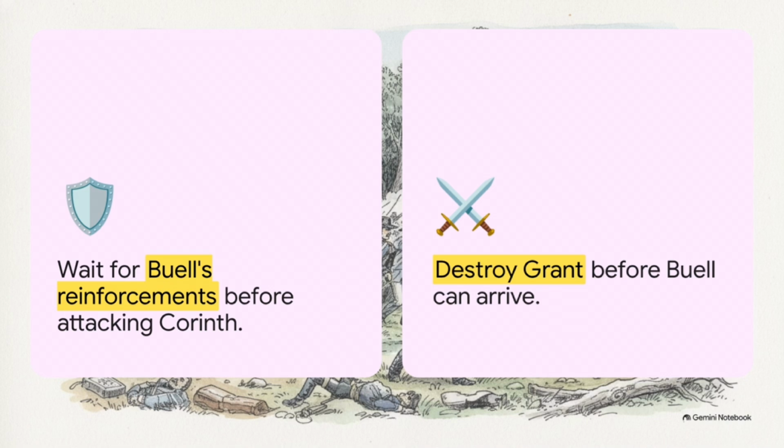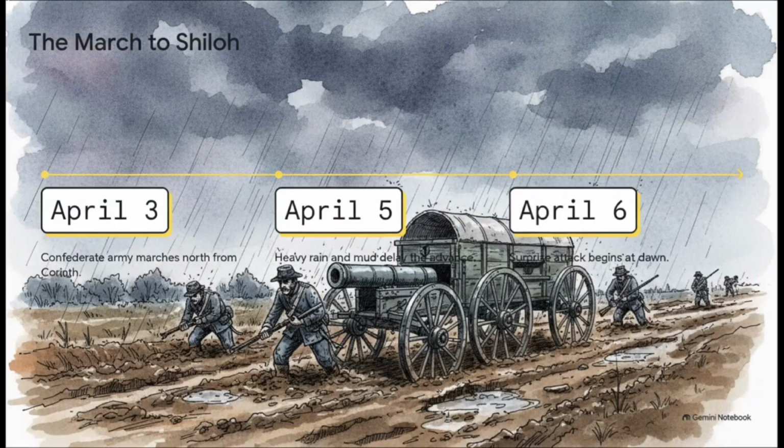But Confederate General Sidney Johnston saw a fleeting window of opportunity. His strategy was simple but desperate. He absolutely had to annihilate Grant's forces before Buell's reinforcements could arrive. But you know, Mother Nature has a way of throwing a wrench into even the best laid plans.